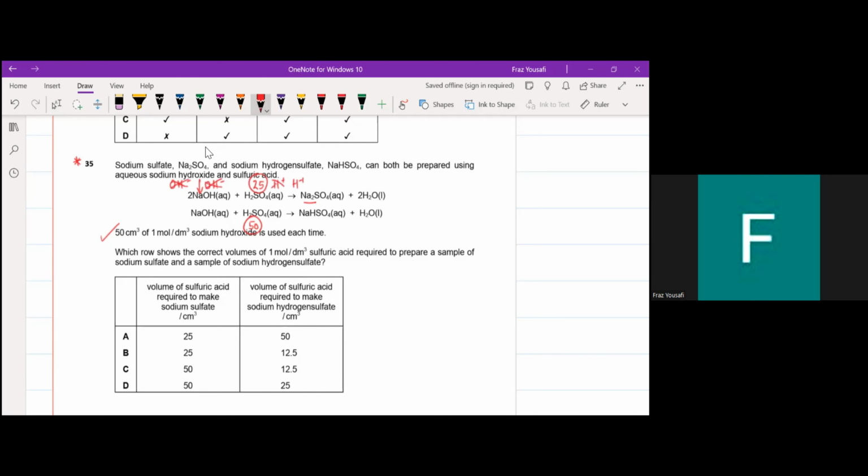You have exactly the right amount and they cancel out. The problem here is in 50 centimeters cubed of sulfuric acid, this is how much H plus you have. Unfortunately, this is how much alkali you have. So you can only get rid of one of the protons, leaving one of the protons behind. So your answer should be 25 for the sodium sulfate, 50 for the sodium hydrogen sulfate. A is your answer.